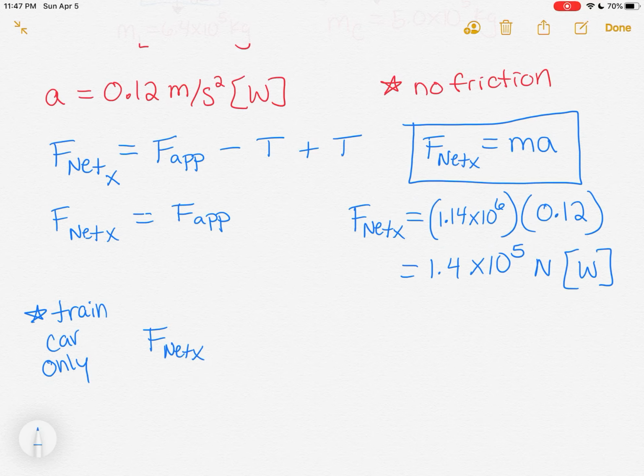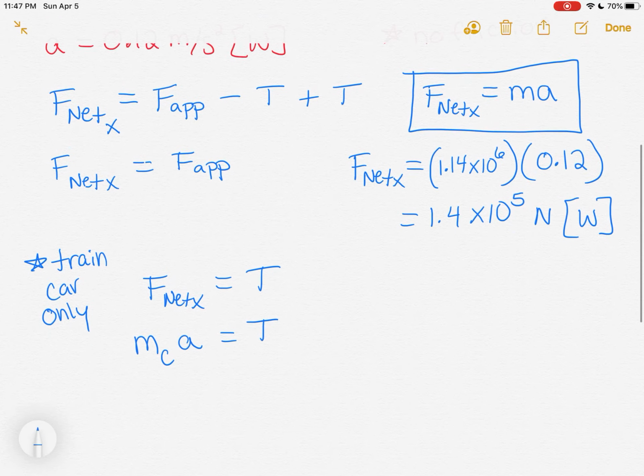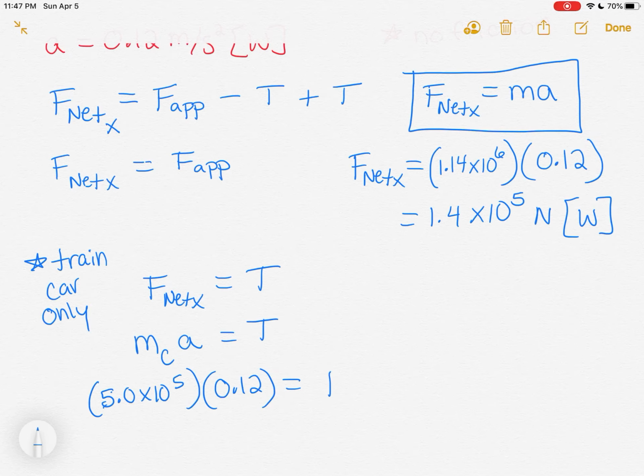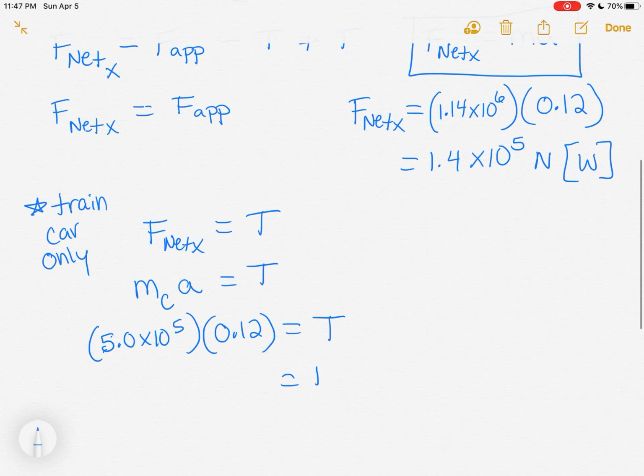If we look at the train car only, our F net X is just our tension. So we can use the mass of the car times the acceleration that we know the train car is experiencing to equal our tension. The mass of the train car by itself was only 5 times 10 to the 5 kilograms, and the acceleration we knew was 0.12. That's going to give us our tension.